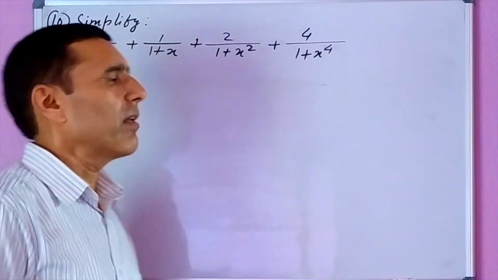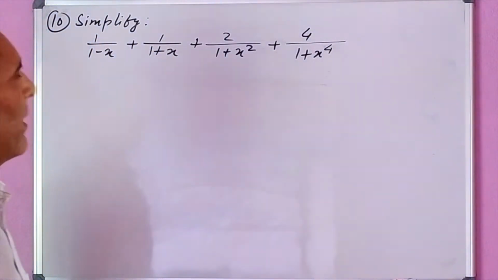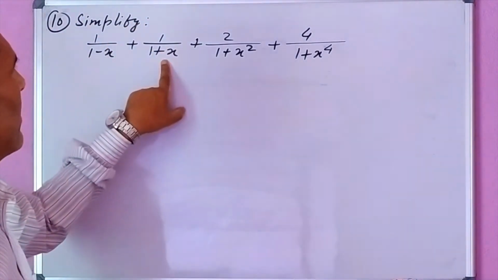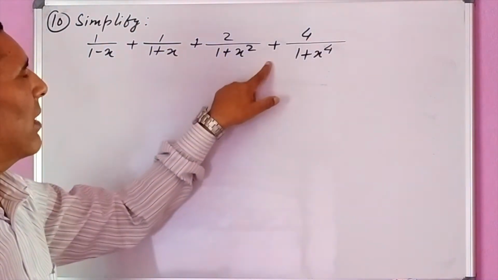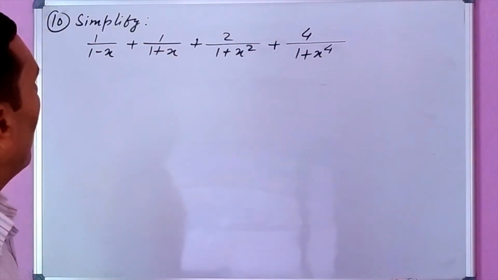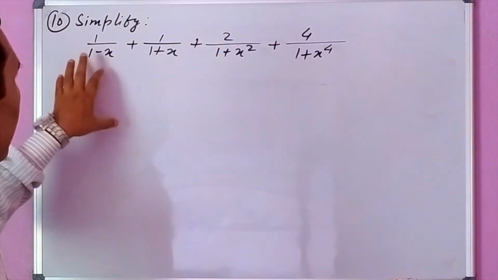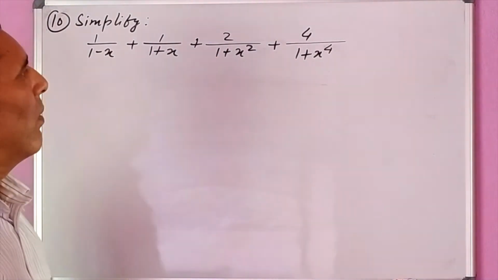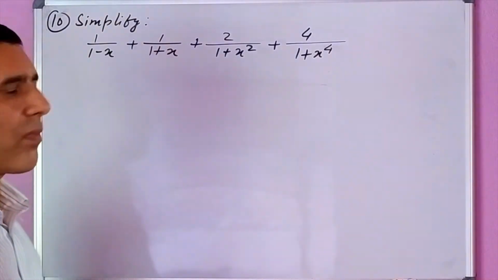Hello guys, here we have another question for simplification. Question number 10: 1 upon 1 minus x plus 1 upon 1 plus x plus 2 upon 1 plus x square plus 4 upon 1 plus x power 4. There are 4 terms, and the denominators are all different here: 1 minus x, 1 plus x, 1 plus x square, 1 plus x power 4.